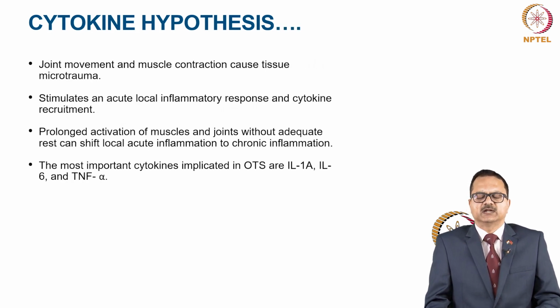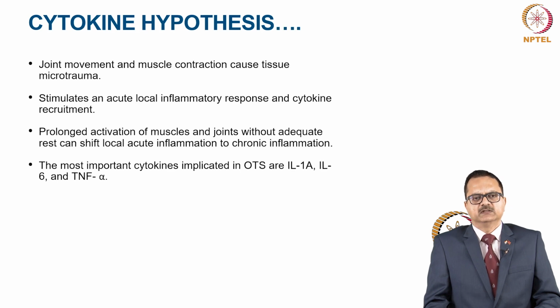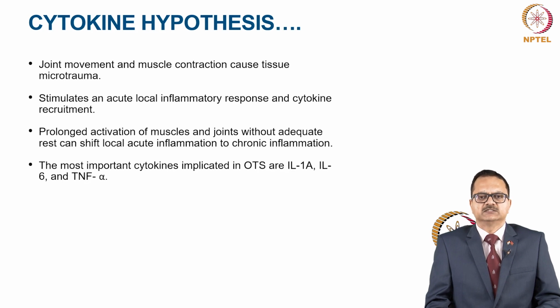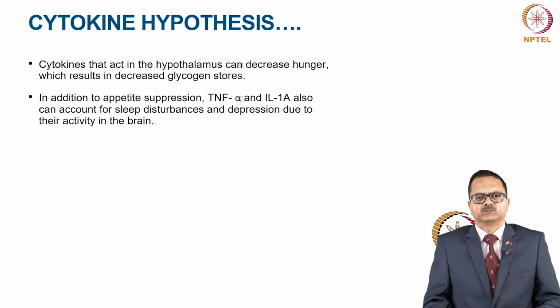Joint movement and muscle contraction cause tissue microtrauma. This microtrauma stimulates an acute inflammatory response and cytokine recruitment. There is a prolonged activation of muscles and joints without adequate rest, and this can shift the local acute inflammation to chronic inflammation. And the most important cytokines implicated in overtraining syndrome are interleukin 1A, interleukin 6, and tumor necrosis factor alpha.